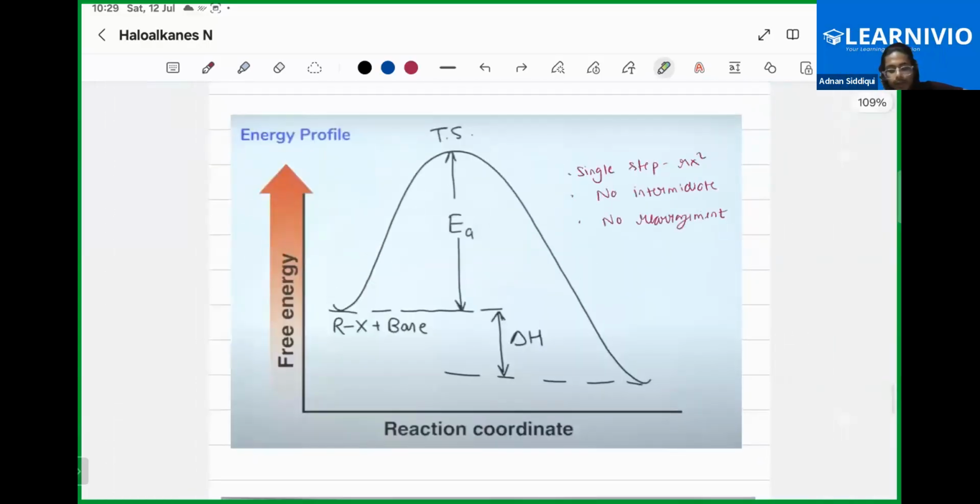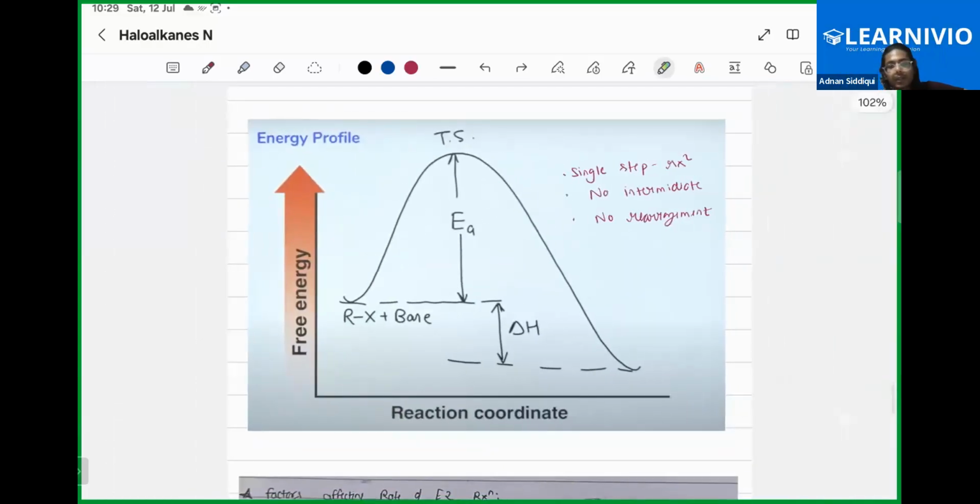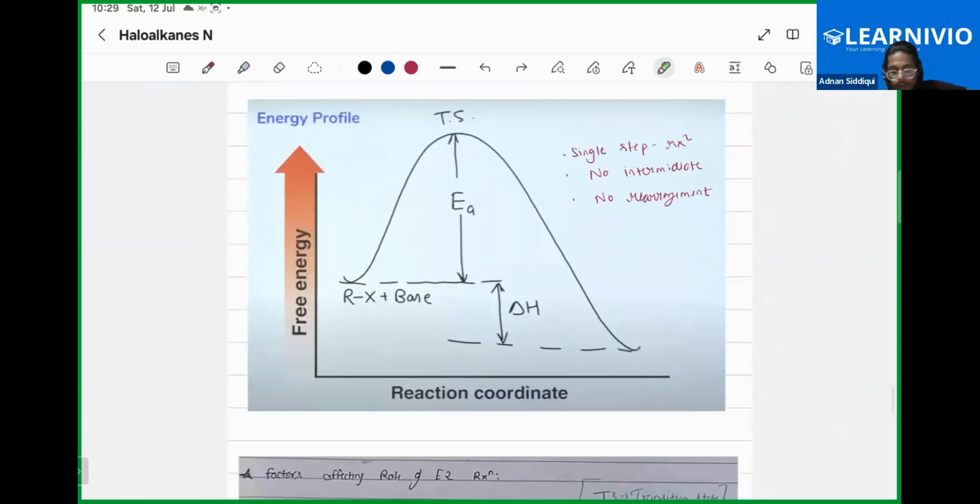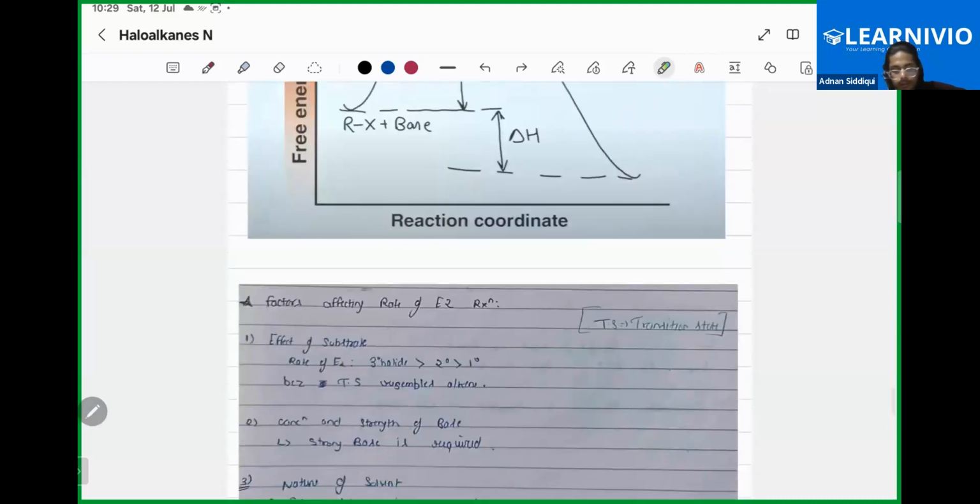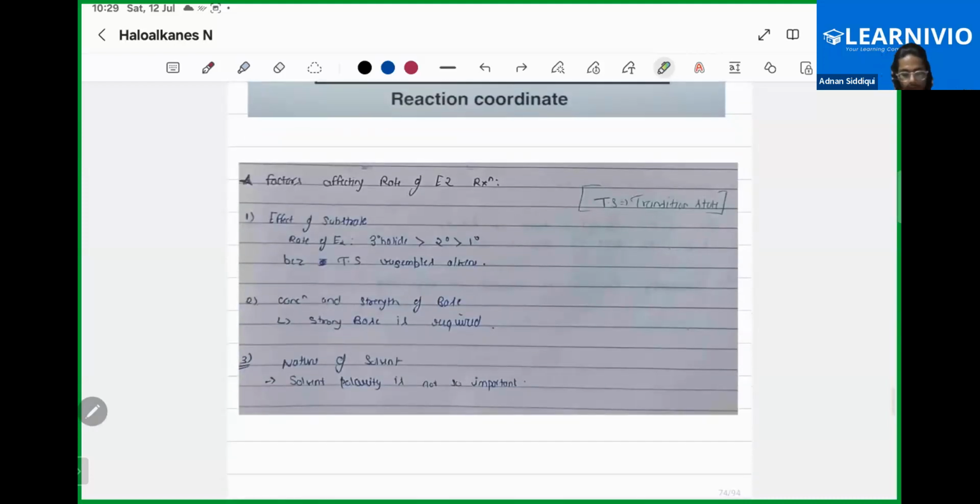This is your energy profile diagram. It is the same as our SN2 reaction. I don't think I have to explain it again; I showed you the video as well. This is the same: a single step reaction similar to SN2. No intermediate, no rearrangement. Now this is a bit important. You should focus on it.